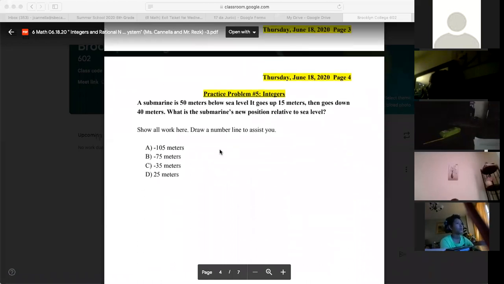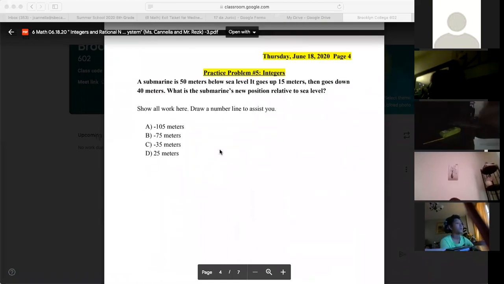All right, Ulysses, number 5, page 4. A submarine is 50 meters below sea level. It goes up 15 meters, then goes down 40 meters. What is the submarine's new position relative to sea level?